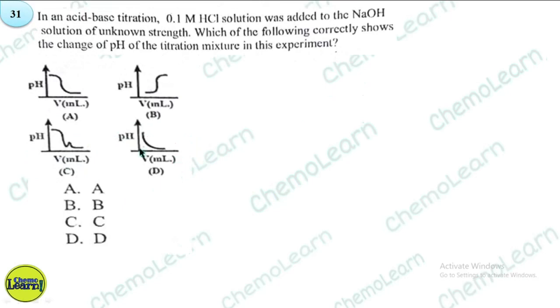Question number 31. In an acid base titration, 0.1 M HCl solution was added to the NaOH solution of unknown strength. Which of the following correctly shows the change of pH of the titration mixture in this experiment? Okay, we have 4 graphs.